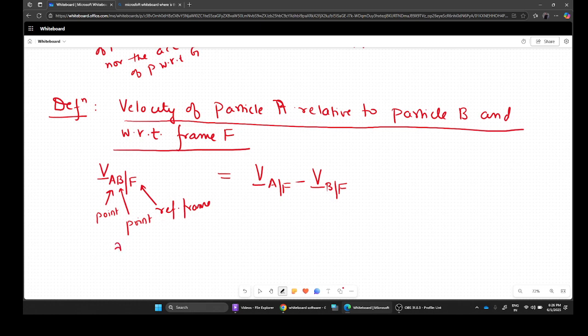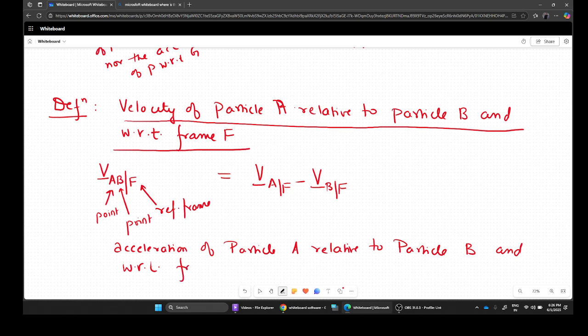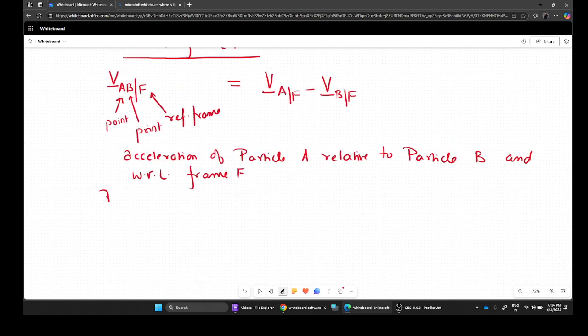Similarly, we define acceleration of particle A relative to particle B with respect to frame F. We denote this quantity by the symbol small a subscript big A big B bar F, and the definition is similar to what I had here. Instead of velocity, I have acceleration.